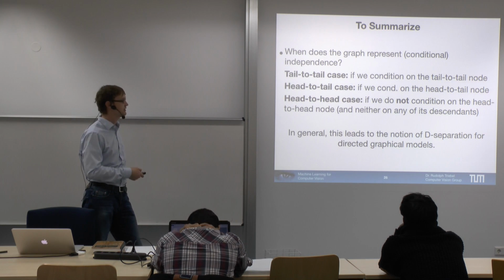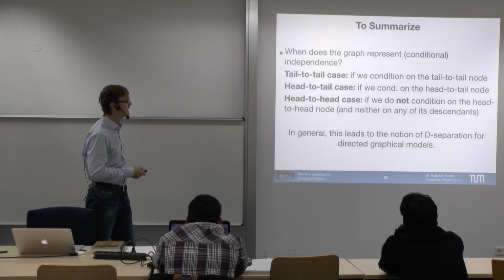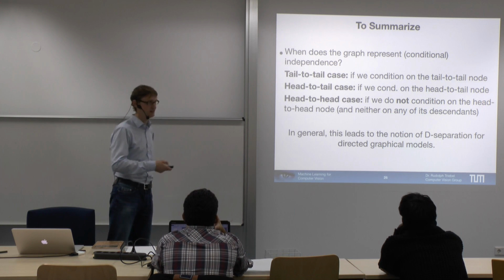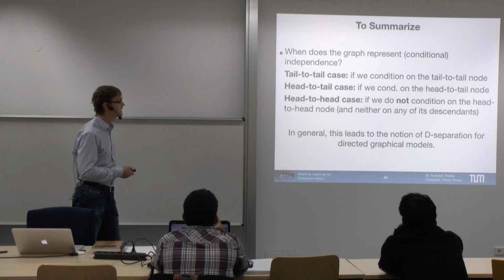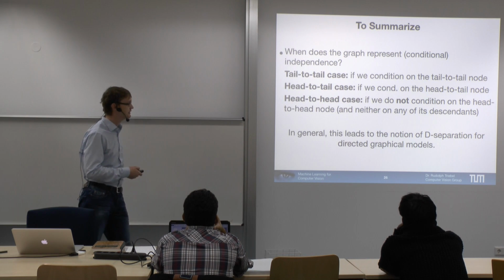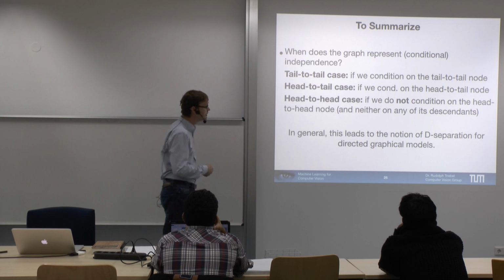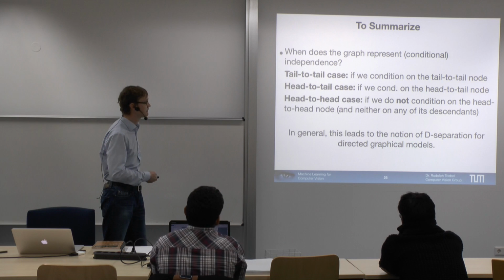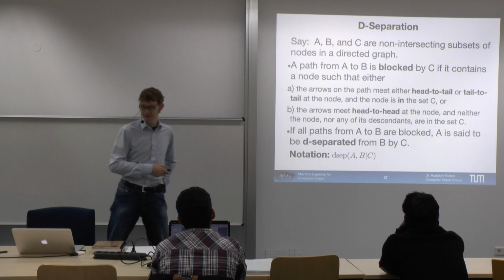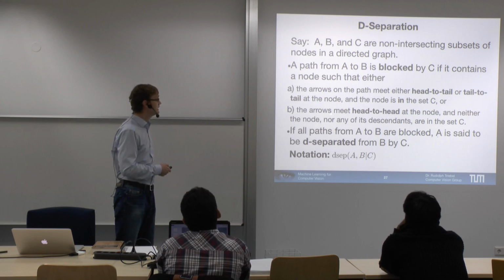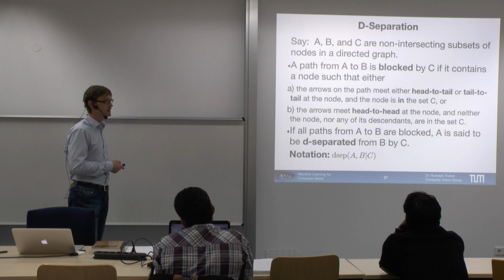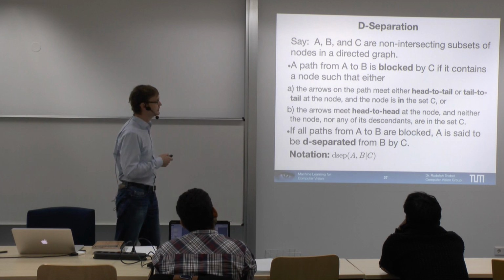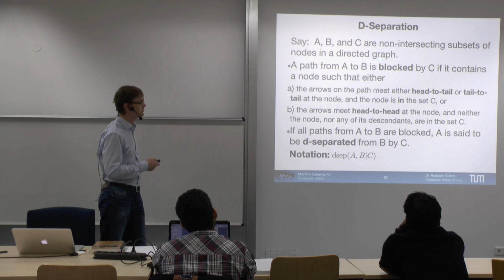If we do not condition on the head-to-head node, the C node, and neither on any of its descendants, which you haven't shown here, but which is another thing that can be proven, then we say that they're independent, right? In general, this leads to the notion of so-called d-separation for directed graphical models. And this is the definition of d-separation. In general, instead of single nodes, we have subsets of nodes. So we have A, B, and C. These are non-intersecting subsets of nodes in a directed graph.